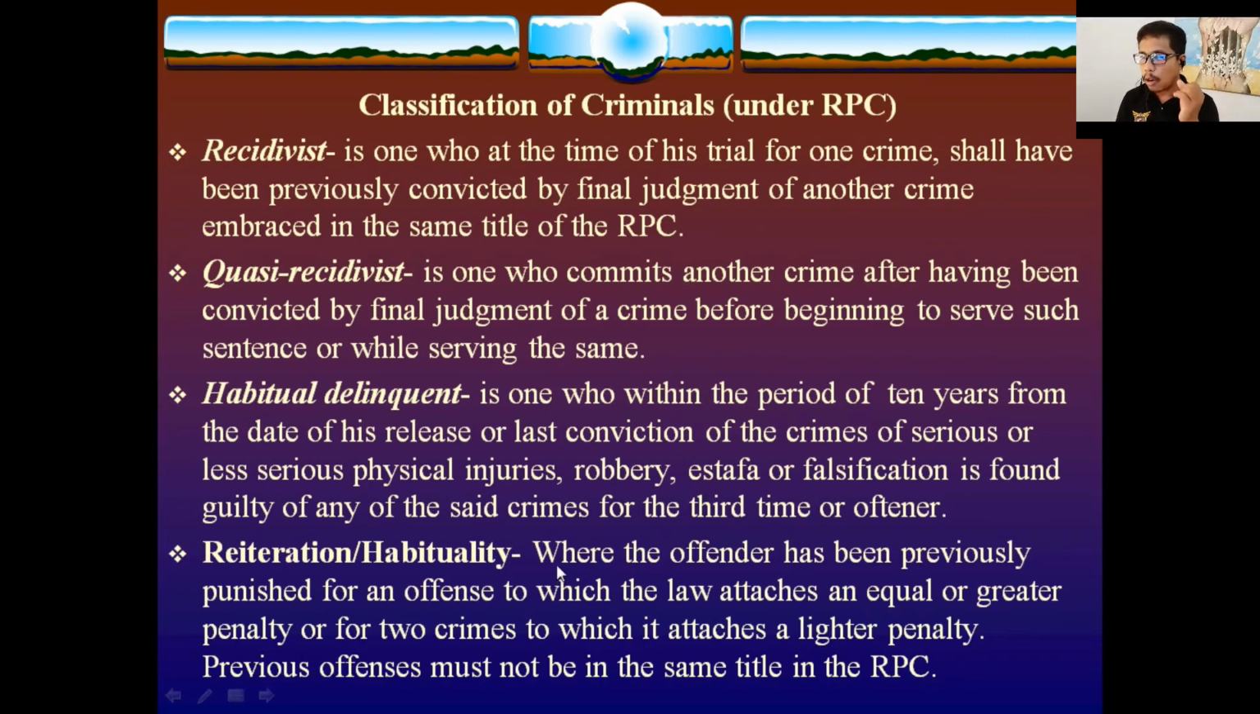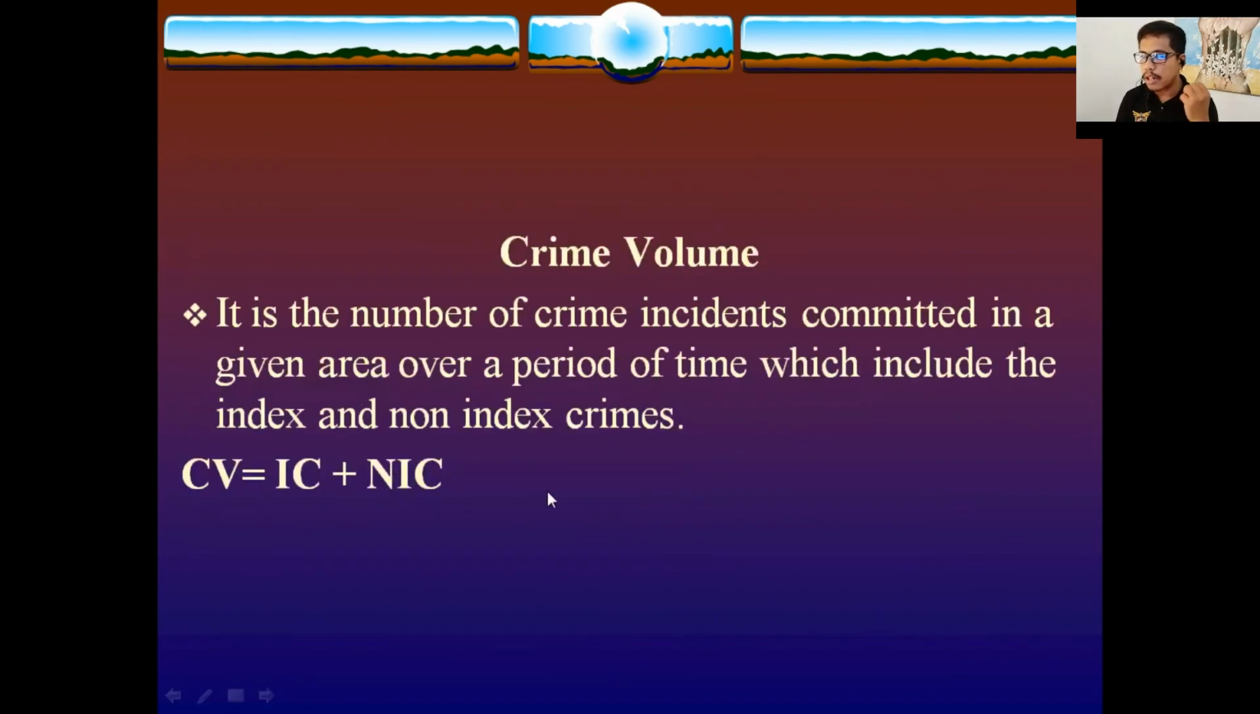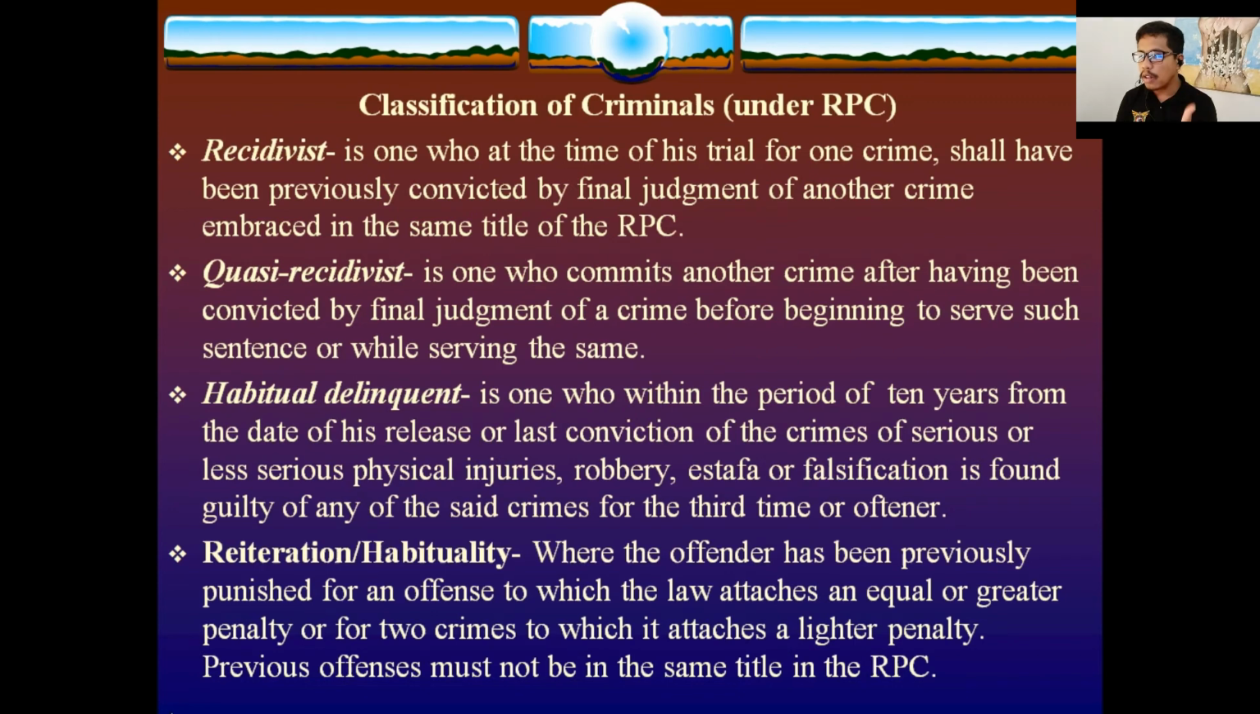What you consider here is, first, within 10 years from the date of his release, you committed another serious crime. The five crimes mentioned are serious physical injury, less serious physical injury, robbery, estafa, falsification, for the third time. Okay? So if it is just your second time, you shall not be considered as a habitual delinquent. Or if it does not lapse within 10 years as required by the law, you shall not be qualified for habitual delinquent. It should be within the period of 10 years from the date of your release. Okay? Within the period of 10 years from the date of your release.